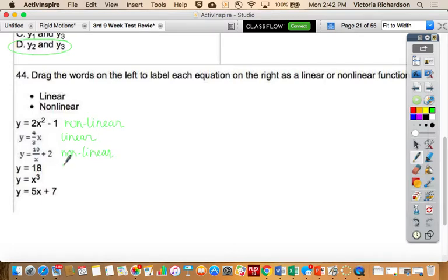This is just a point, so technically that's nonlinear. Well, I guess we'll put linear because it's a straight line. And then y equals x cubed is nonlinear. And this is linear because you just have a plain x and a plain y.